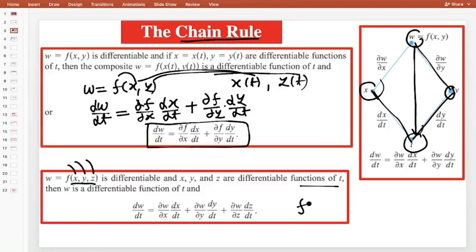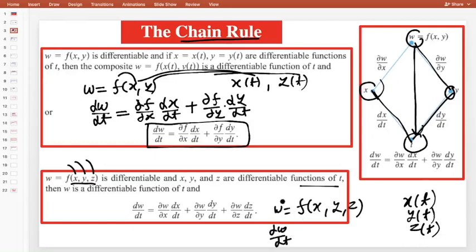So if the function is a function of three independent variables x, y, z, and x is a function of t, y is a function of t, z is a function of t, they are asking dw by dt. So how can we calculate? First we differentiate w with respect to x and then x with respect to t. Then w with respect to y and then y with respect to t. Then z and z to t. In this way we can reach the actual result, right?